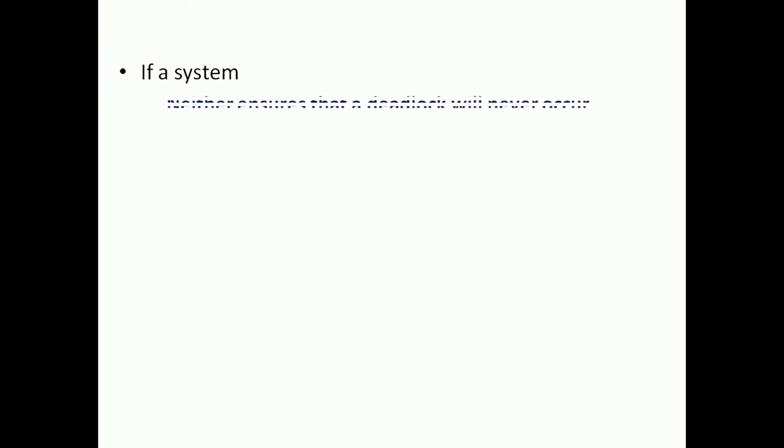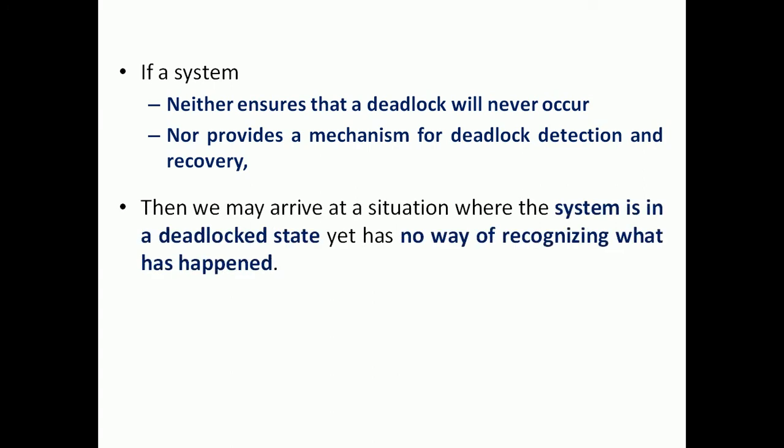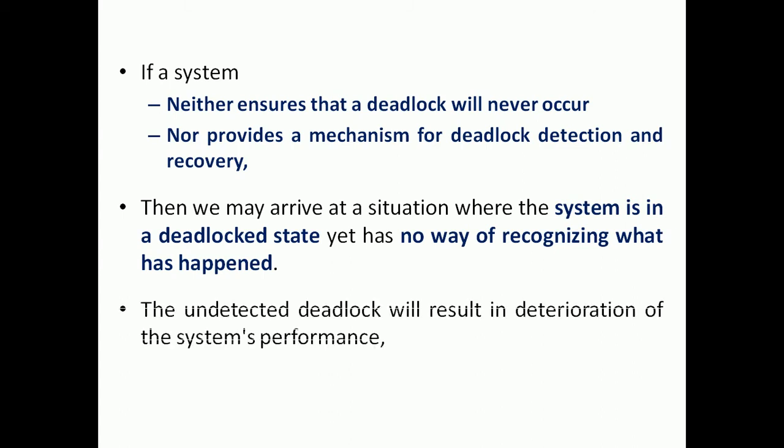If a system neither ensures that a deadlock will never occur nor provides a mechanism for deadlock detection and recovery, then we may arrive at a situation where the system is in a deadlock state. If it is not defining whether a particular process is in a deadlock or not, and it doesn't have a mechanism of detection or recovery, obviously the system is in the deadlock state, but it is very tedious for us to recognize that state. An undetected deadlock will result in performance degradation of the system.